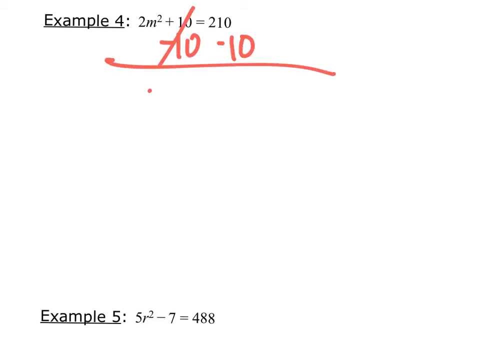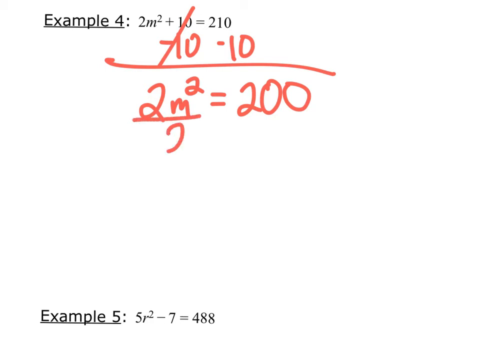Those 10s cancel. We're going to bring down the 2m squared. 210 minus 10 would be 200. Now the next step to get the m squared by itself would be do the opposite of multiplying by 2. So we're going to divide both sides by 2. Those cancel. Gives us m squared equals 200 divided by 2 is 100.